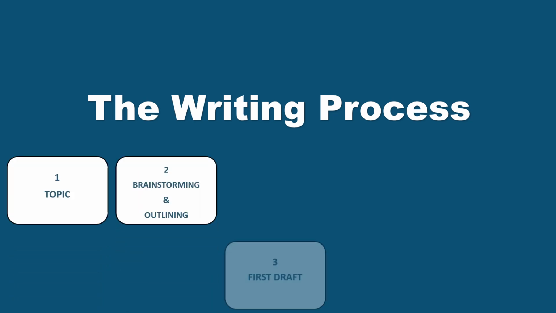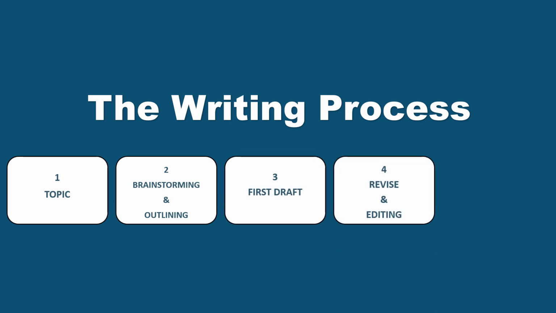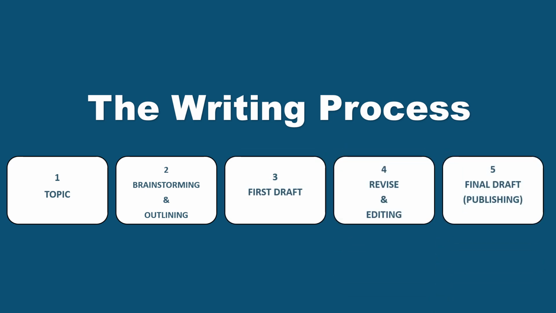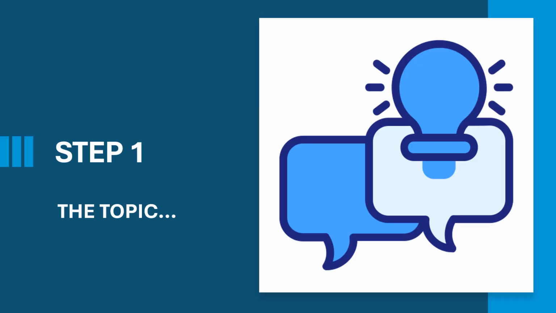Simply put, the writing process is the steps a writer must go through to create and complete an essay. Generally, there are 5 steps a writer must go through. First, we must have a topic. Now, it is important to note that sometimes the topic is given to you, while other times you may be able to choose a topic. This is all up to your teacher or the curriculum being used.